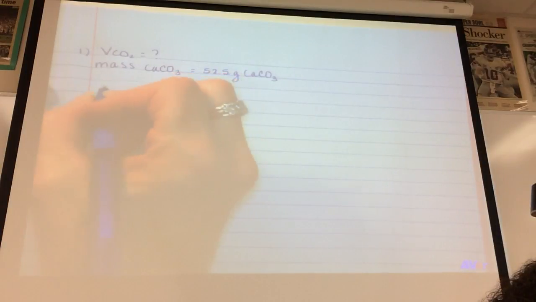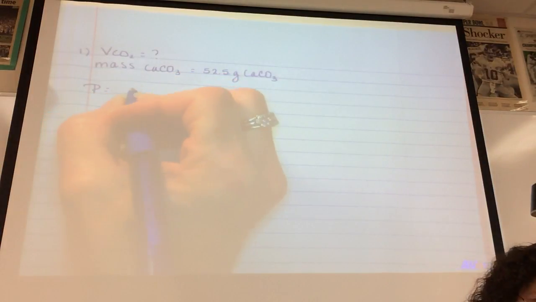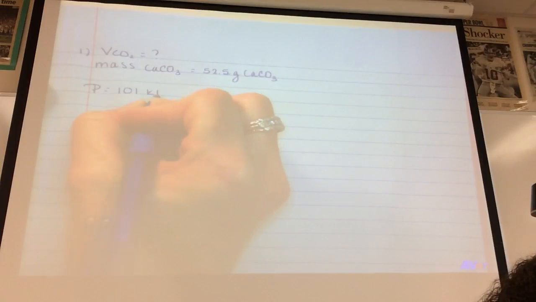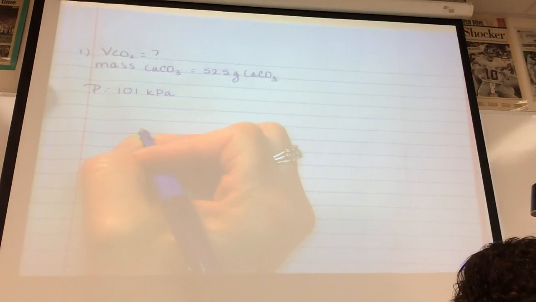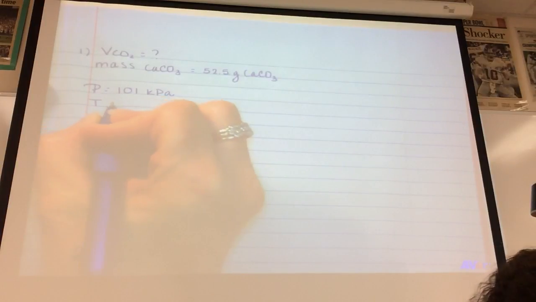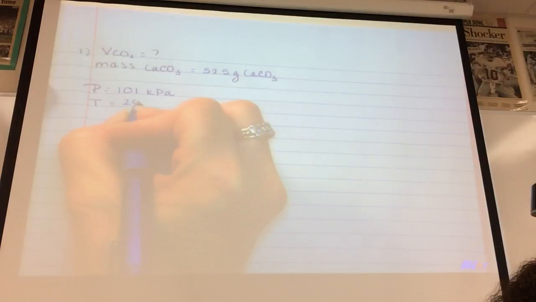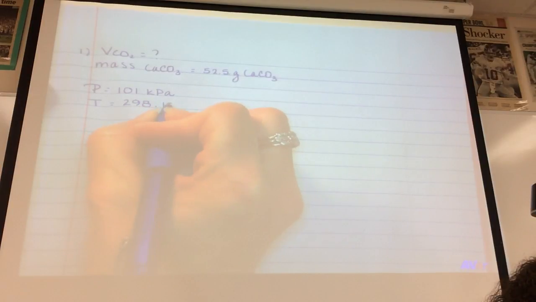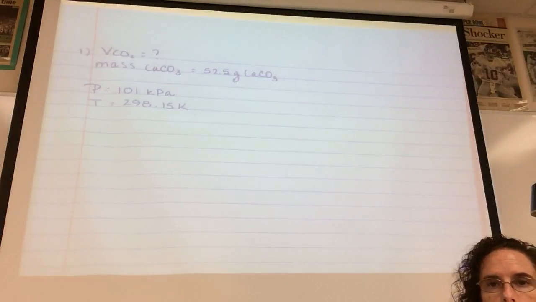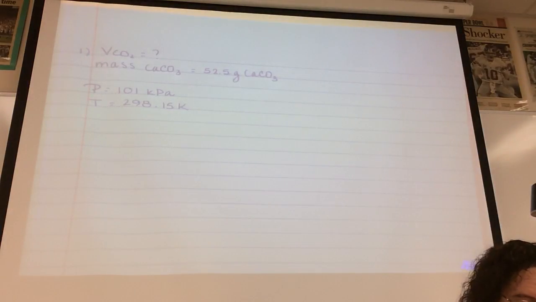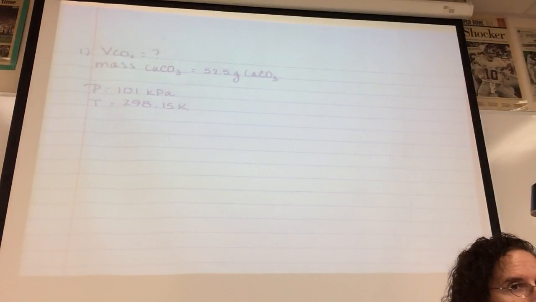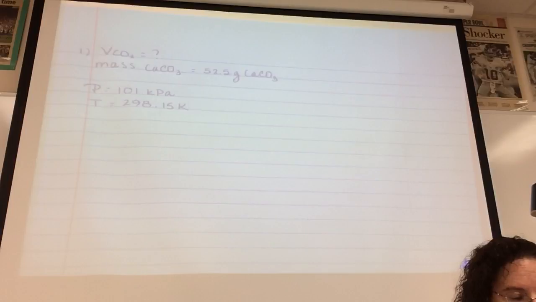The pressure is 101 kPa, and the temperature is 25 degrees Celsius, but we know better than to play in degrees Celsius. We've got to be in Kelvin. At first glance, this looks like an ideal gas law problem. I have P, I have T, I have the mass of a substance, I want the volume. But again, you do not put information about a solid or a liquid into an ideal gas law.